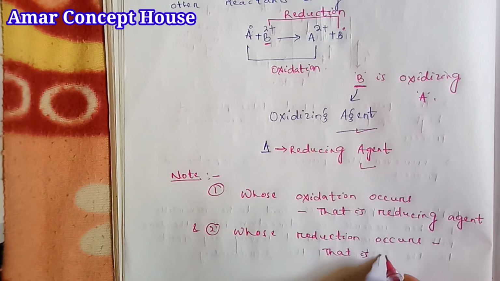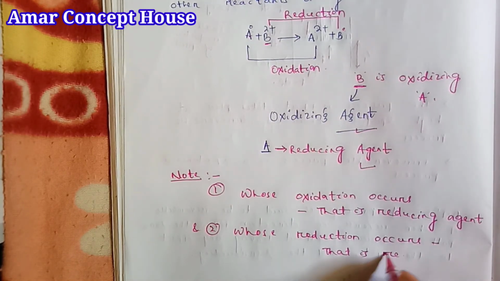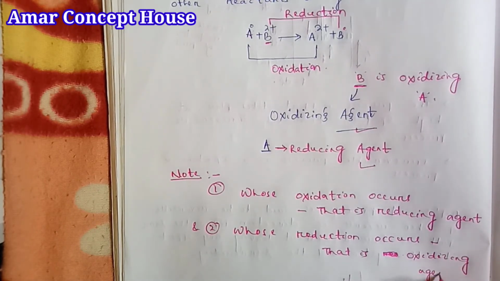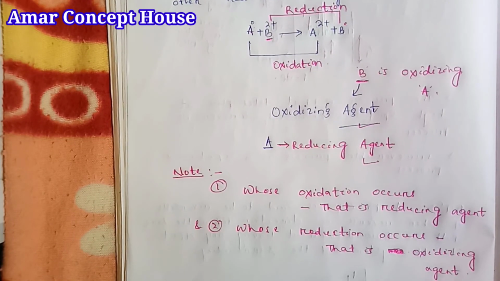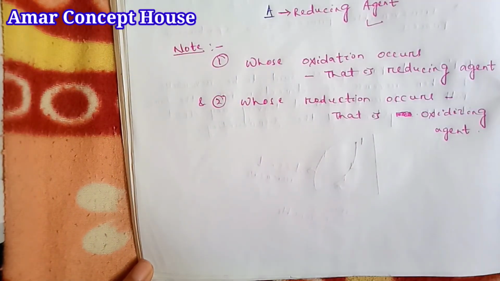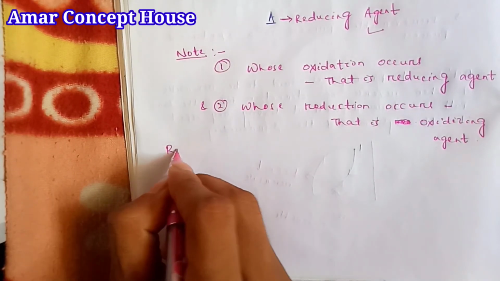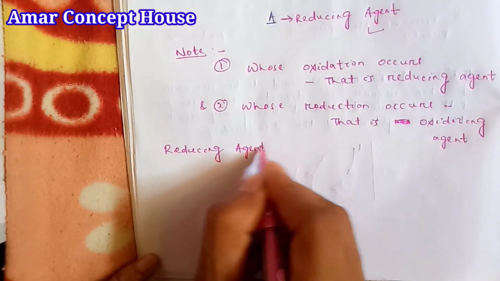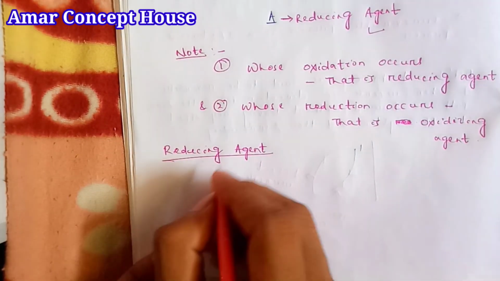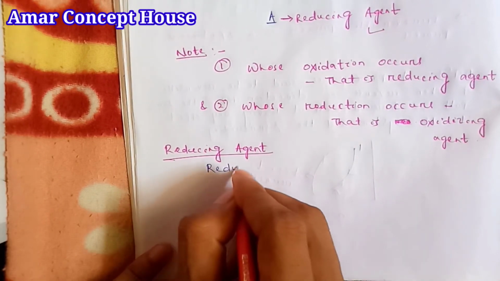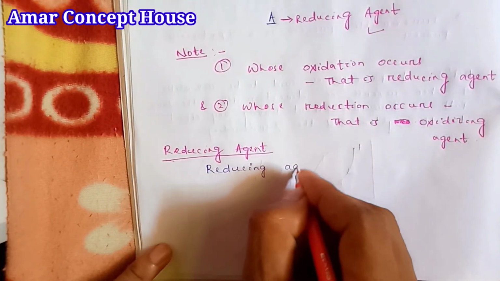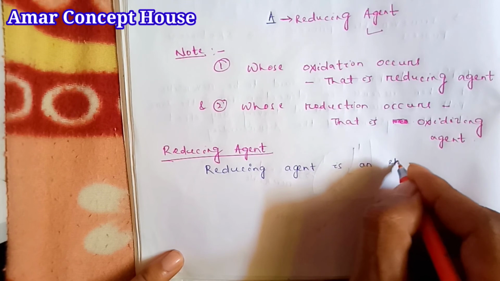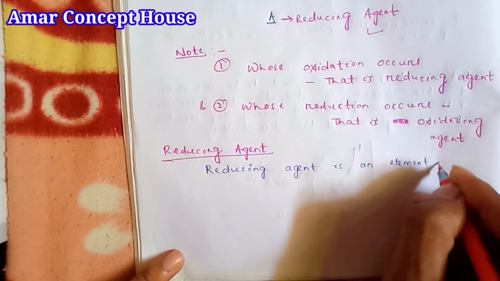Because it accepts electrons. It accepts electrons and reduction occurs. So whose reduction occurs, that is the oxidizing agent. So what is a reducing agent? A reducing agent is an element or compound that loses an electron to an electron recipient in a redox chemical reaction. So write down the definition here.